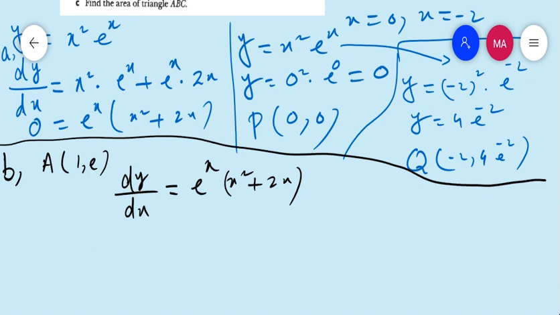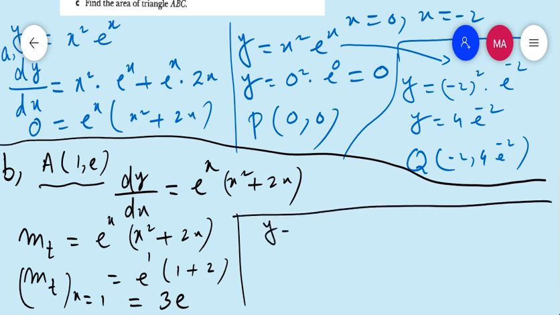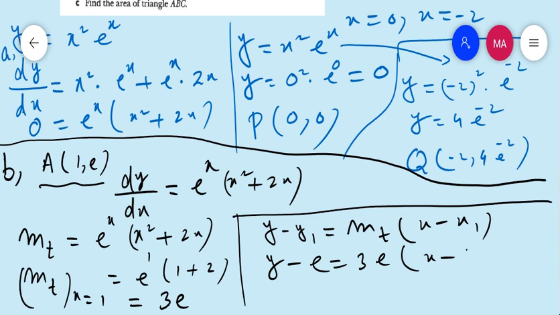And you know, dy by dx represents the gradient of the tangent. e power x, x square plus 2x. Substitute the coordinates of A, that is x is equal to 1. So mt at x is equal to 1 is e^1 into 1 square is 1, 2 ones are 2, 2 plus 1 is 3, so 3e. So mt is 3e. What is the equation of tangent? y minus y1 is equal to mt times x minus x1. Satisfy with A. y minus y1, y1 is e, mt we found 3e, x minus x1, x1 is 1.